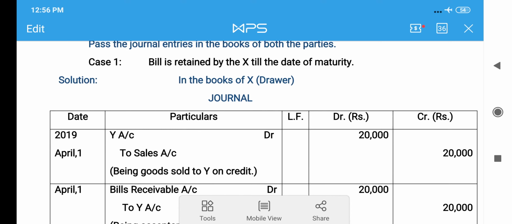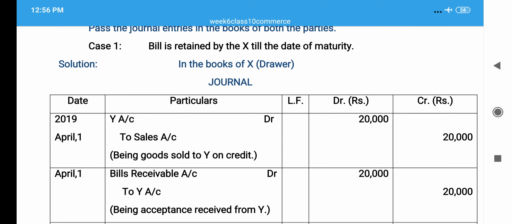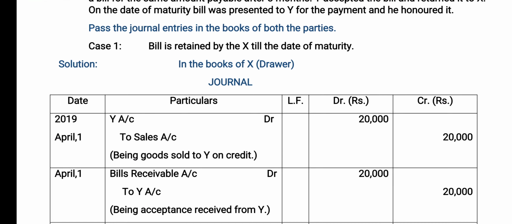I told you that the name of the person in whose books you are making the entry will not come. So in this, goods are sold by X to Y on credit. To whom are the goods sold? To Y. So you will debit Y's account, to sales account, and you will write a narration, being goods sold to Y on credit. In debit you write the 20,000 amount, and in credit also you write 20,000.